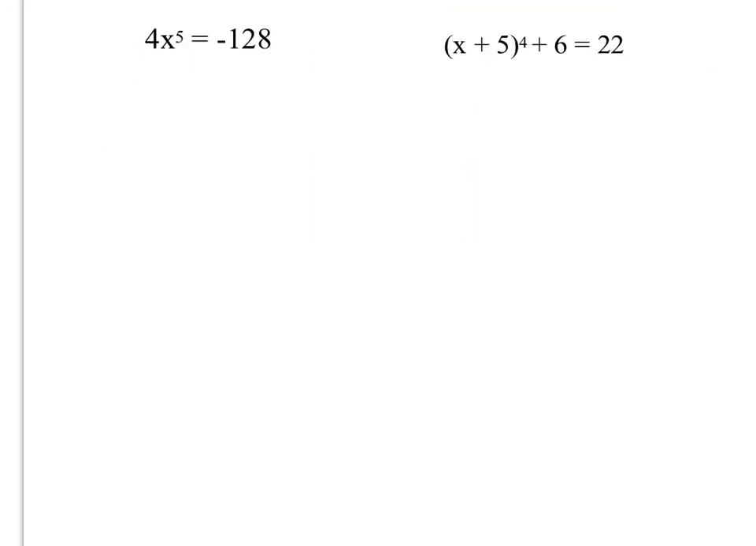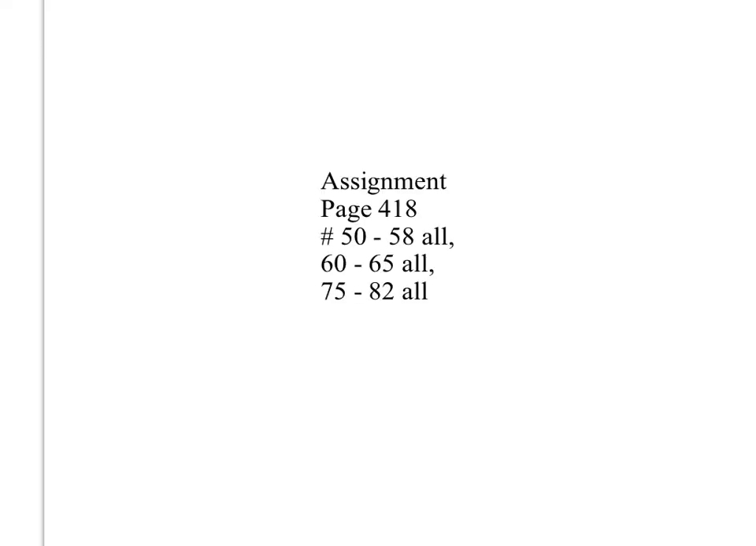So now you have these final two that I'd like you to try on your own if you can. When you go through these, if you're getting the right answers, this first one should be x equals -2. And this one on the right, you're going to get two answers. You should get x equals -3 and x equals -7. So go ahead and try those on your own. Just remember to work backwards through your order of operations. You should be fine. Okay, go ahead and practice this on page 418.